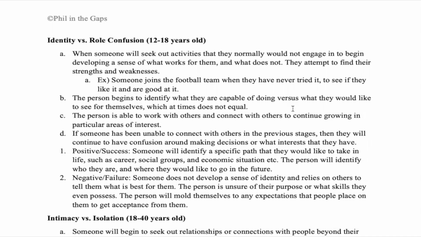So a positive or success on this stage is someone will identify a specific path that they would like to take in life. What career do I want? What social groups do I want to be a part of? What is my economic situation? What do I want my economic situation to look like? What do I want to look like? The person will identify who they are and where they would like to go in the future. So that's where, again, identity versus role confusion, they're going to identify where they want to be in life.